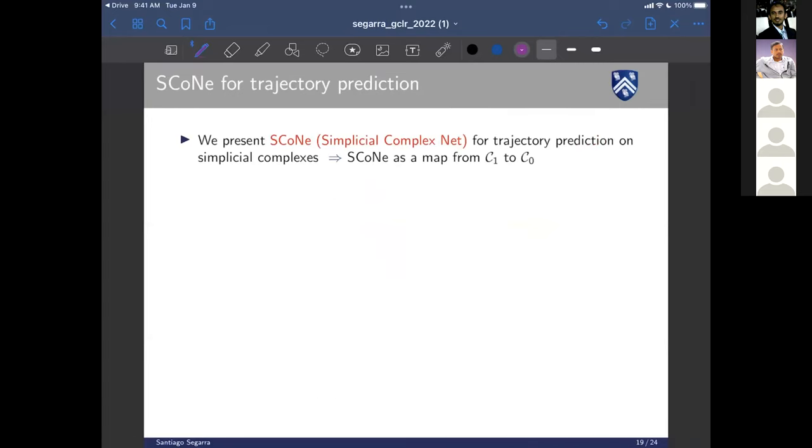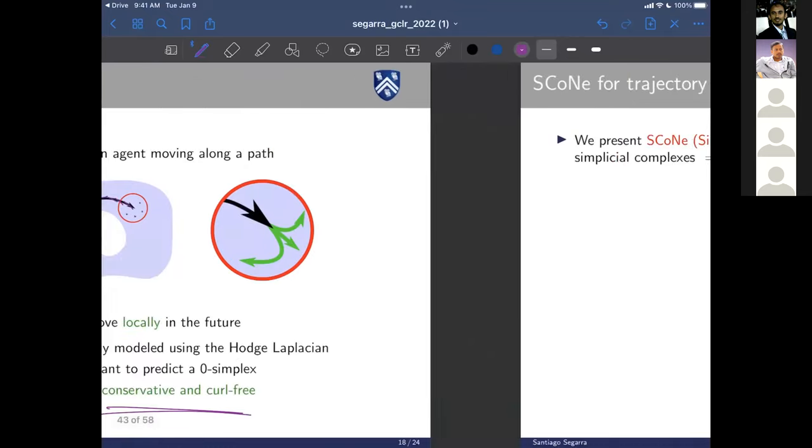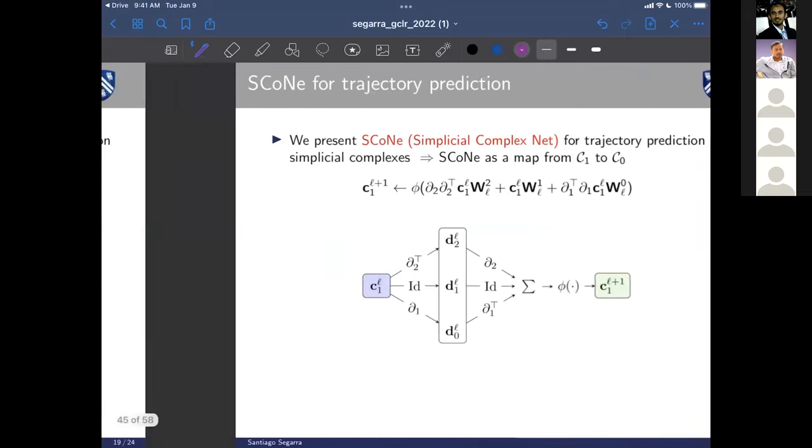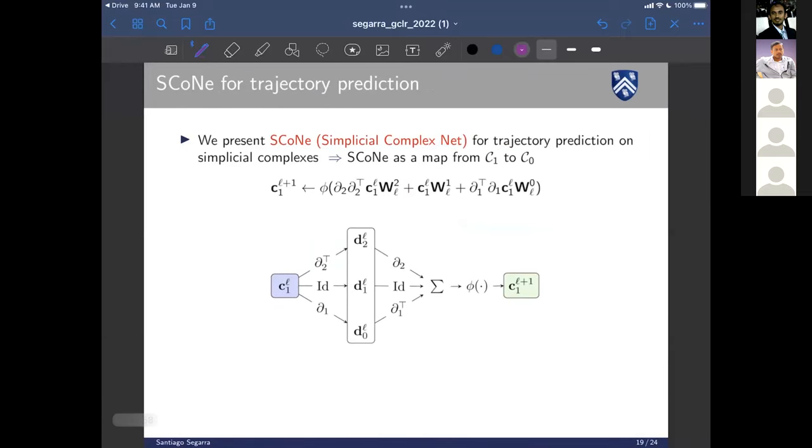Good. So now let's define a specific architecture that we call SCONE, the simplicial complex network. We'll be using SCONE for trajectory prediction. And as we said, there will be a map from C1 to C0, right? Because we're given a bunch of information on the edges and want to predict something at the nodes, which is what is the next node or nodes in two steps, etc. So what is the architecture over here? It's a very simple convolutional architecture. So let me try to describe it.